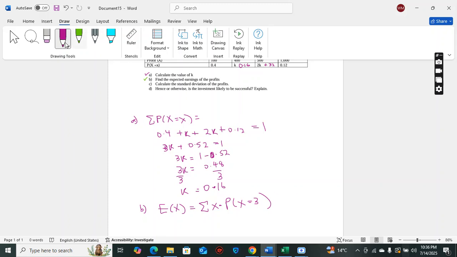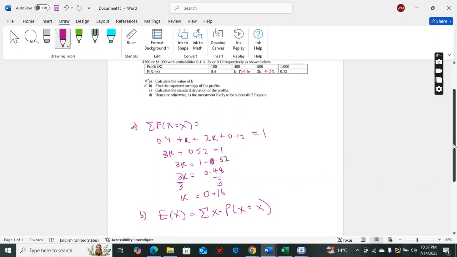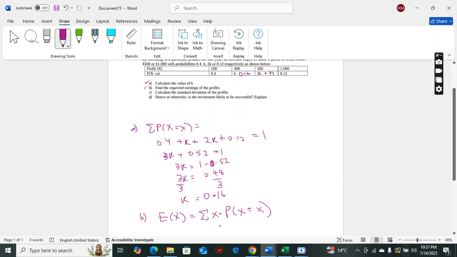Oh, X equals X, not X equals 3. So colleagues, this is the formula for the expected value, which is the average. We're just trying to find the average profit here. Sir, continue before I interject. So then, what will we do next?